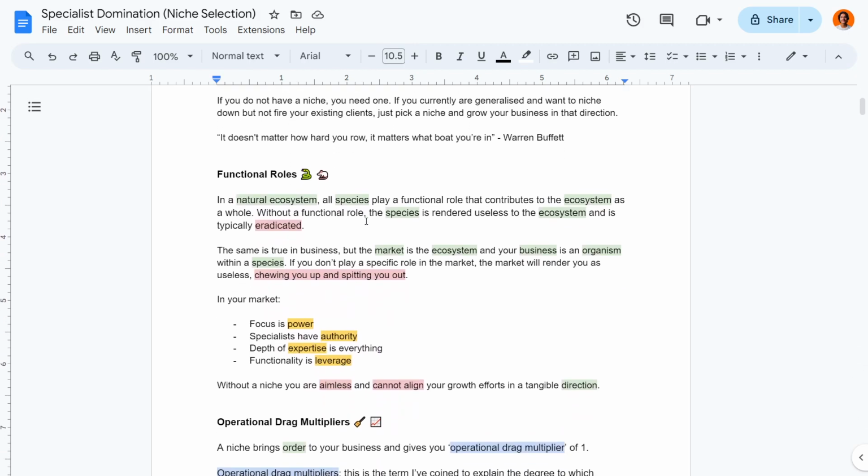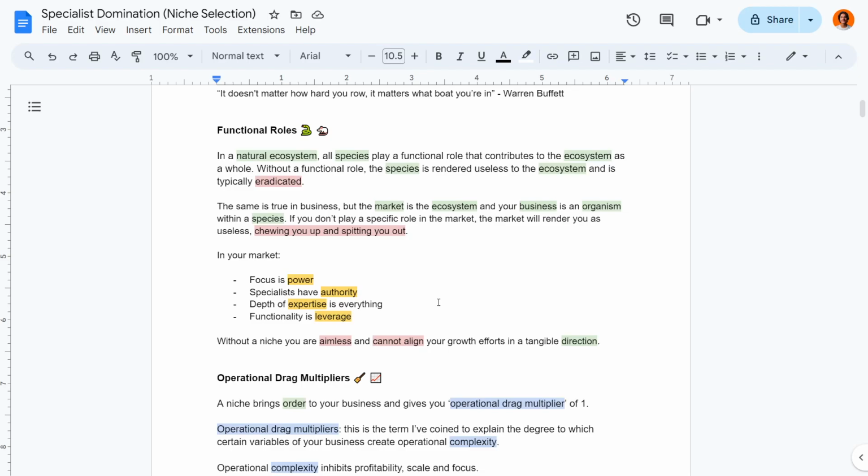Now, starting with functional roles. In a natural ecosystem, all species play a functional role that contributes to the ecosystem as a whole, right? Without a functional role, the species is rendered useless to the ecosystem and is typically eradicated. What it means is that if a species is not useful to the ecosystem in any way, it is removed, and it becomes extinct.